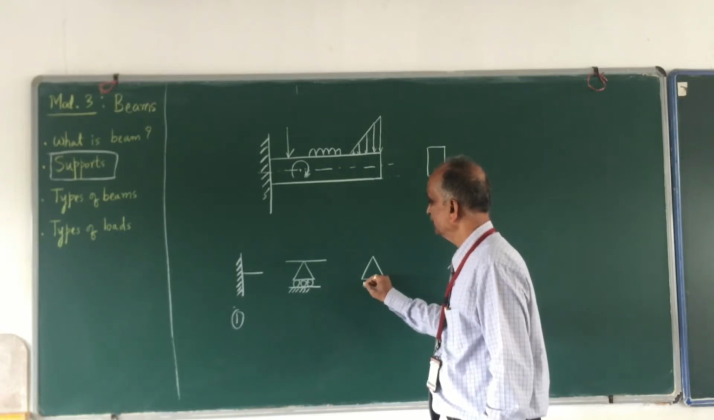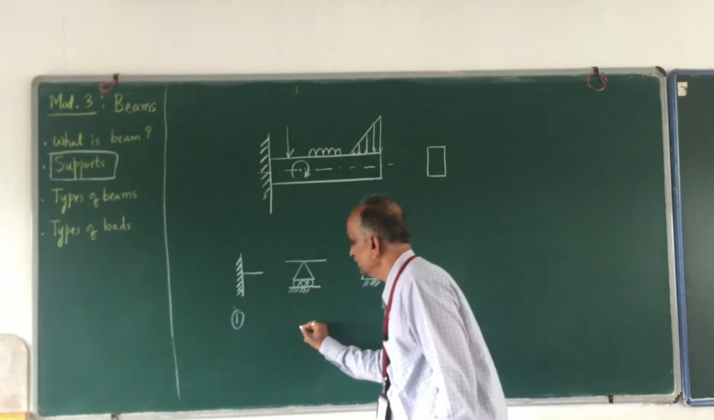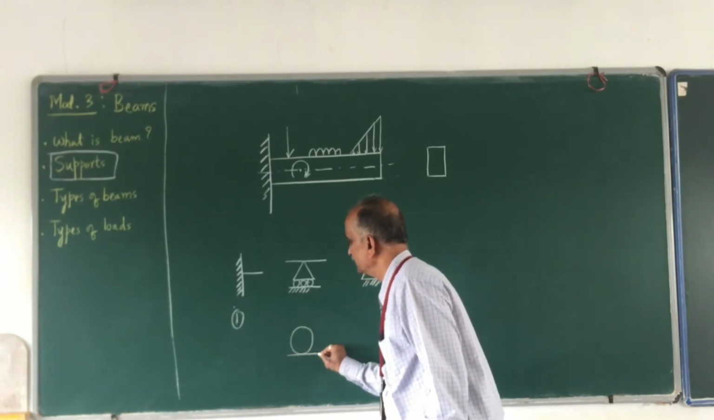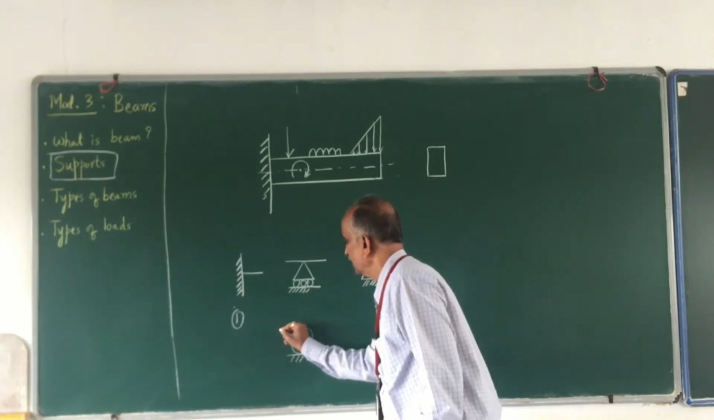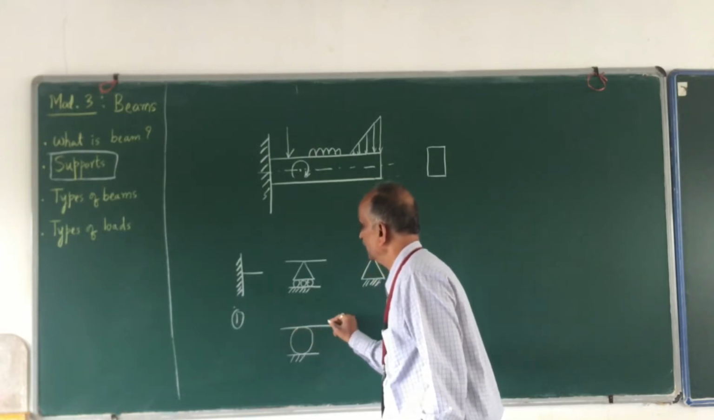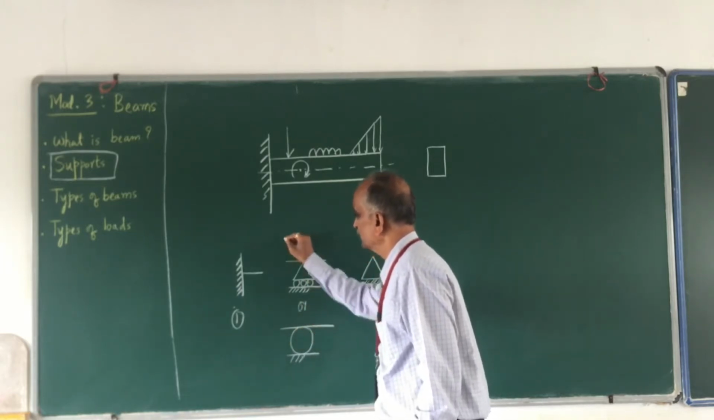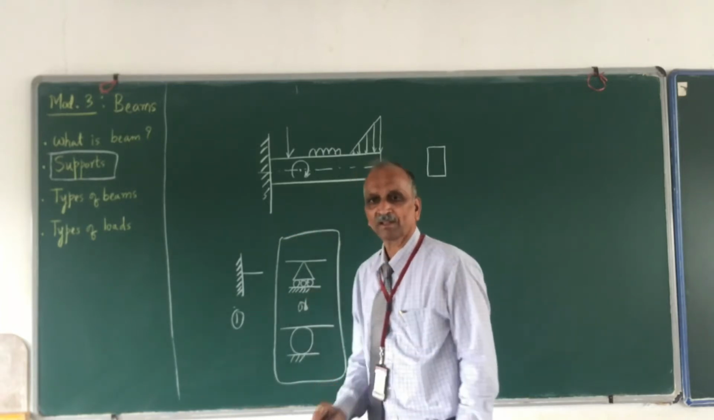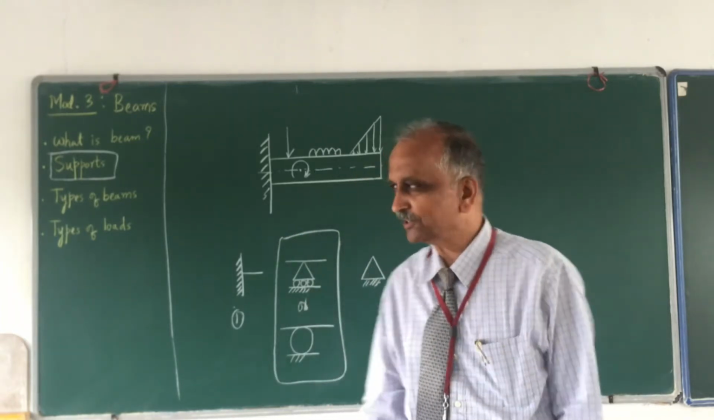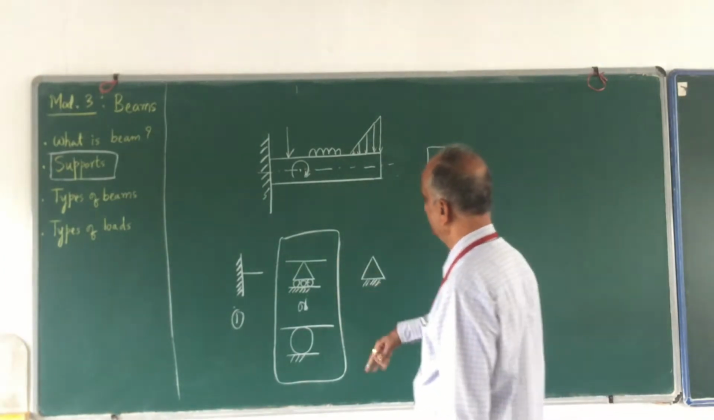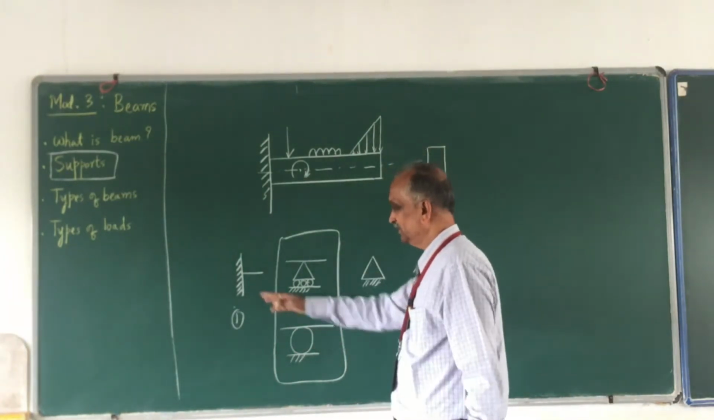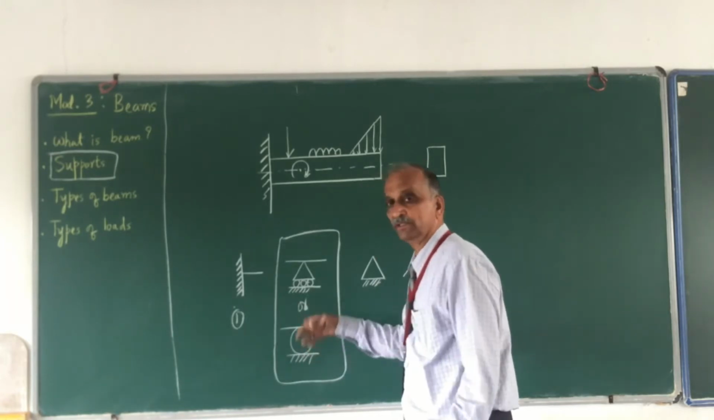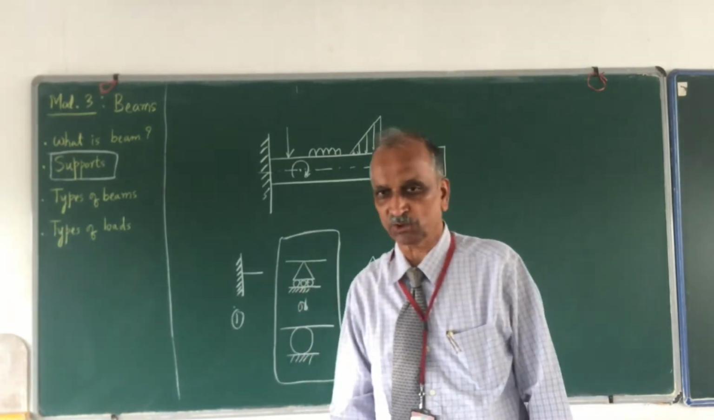There are no rollers here. This and this, both of them are one and the same. There is a roller here, and you have a beam. This or this, both of them are one and the same. I am discussing the names of these supports in the reverse way. These are the standard ways of representing various supports.